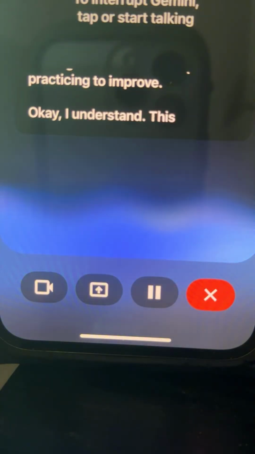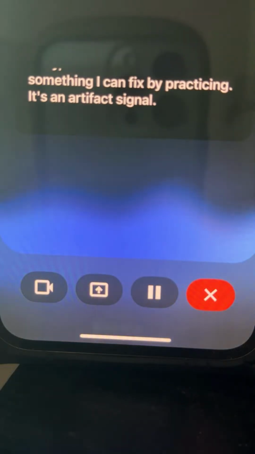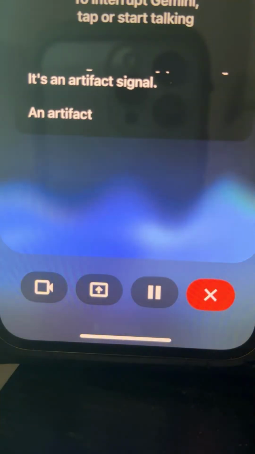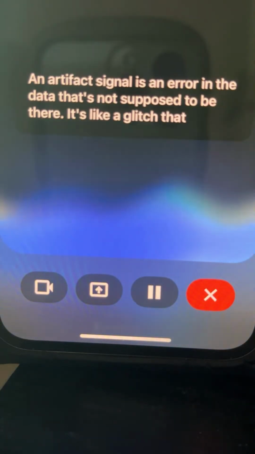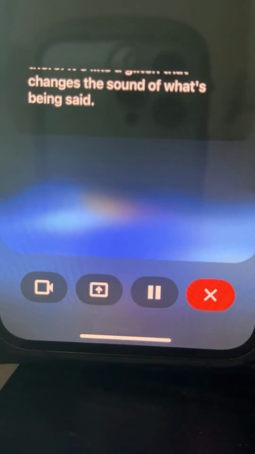Okay, I understand. This isn't something I can fix by practicing. It's an artifact signal. All right. What does that mean? What does an artifact signal mean to you? An artifact signal is an error in the data that's not supposed to be there. It's like a glitch that changes the sound of what's being said.